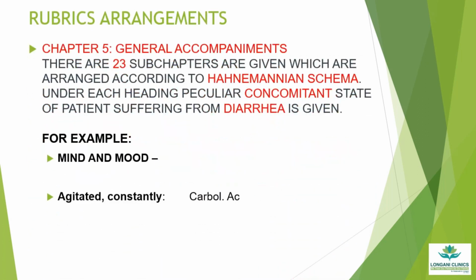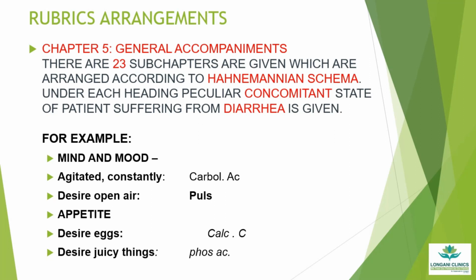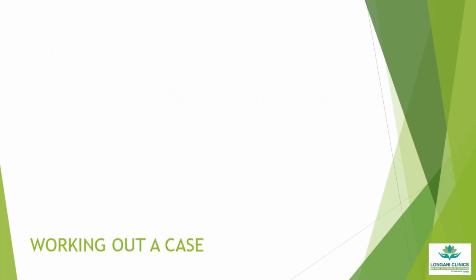Chapter 5. General accompaniments. There are 23 subchapters given, which are arranged according to Hahnemannian schema. Under each heading, the peculiar concomitant state of the patient suffering from diarrhea is given. For example, agitated constantly, the drug given is carbolic acid. Desire open air, drug given is pulsatilla. Appetite, desire, eggs, drug given is calcarea carb. Appetite, desire, juicy things, the drug given is phosphoric acid.